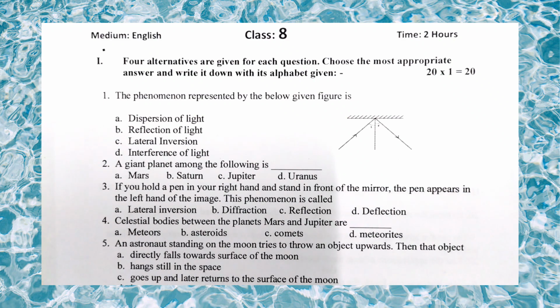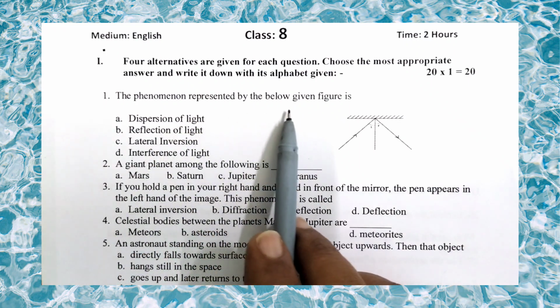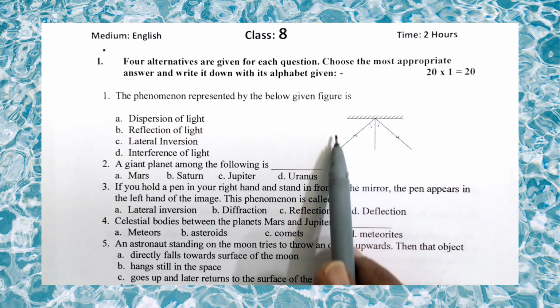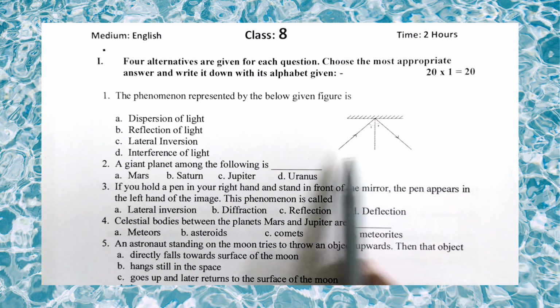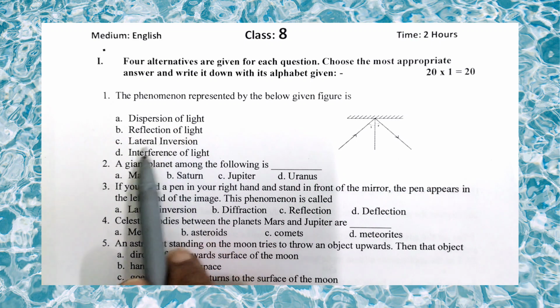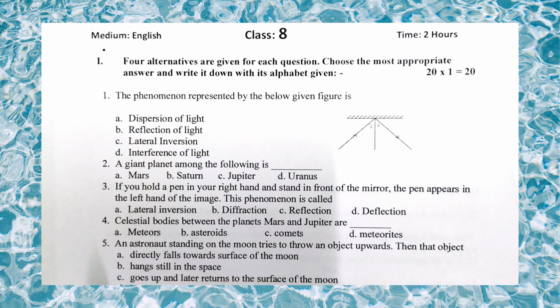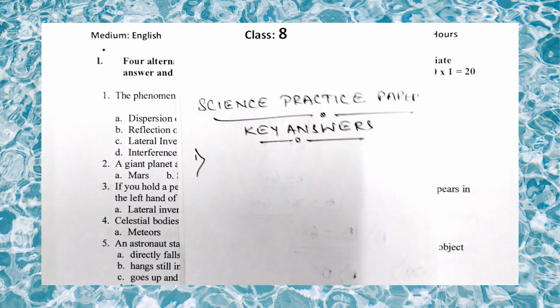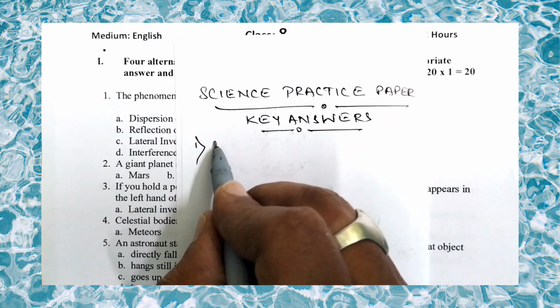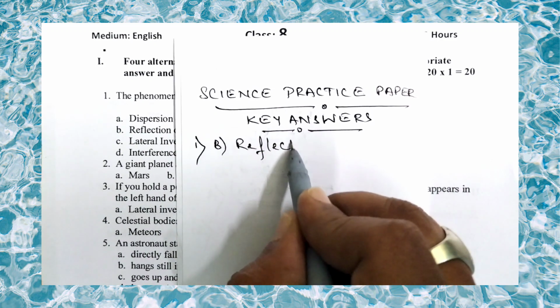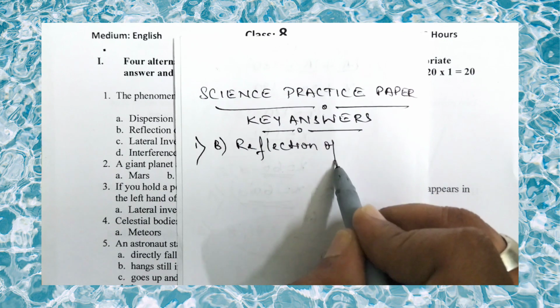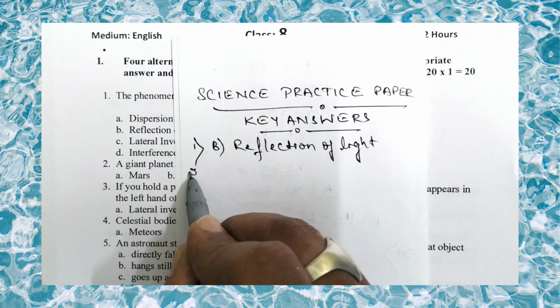The first MCQ is: the phenomenon represented by the below given figure is reflection of light, dispersion of light, lateral inversion or interference of light. So for this question, the right answer is option B, that is reflection of light. Now let us move to the second question.